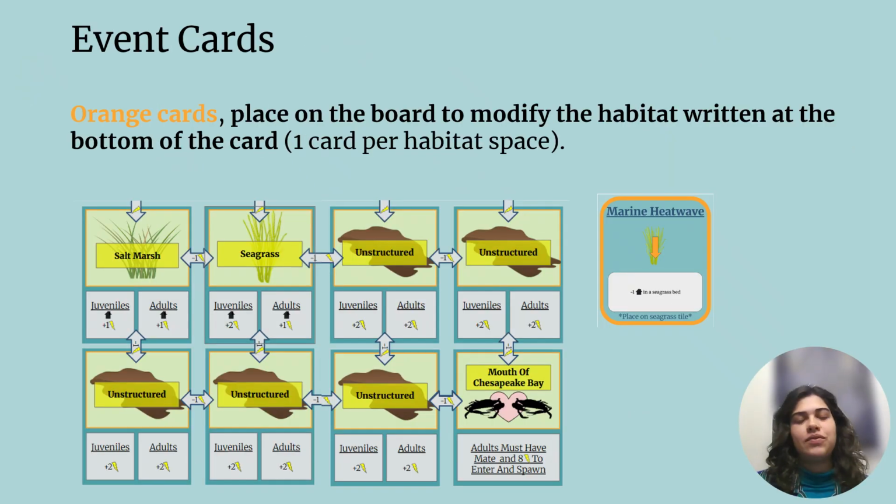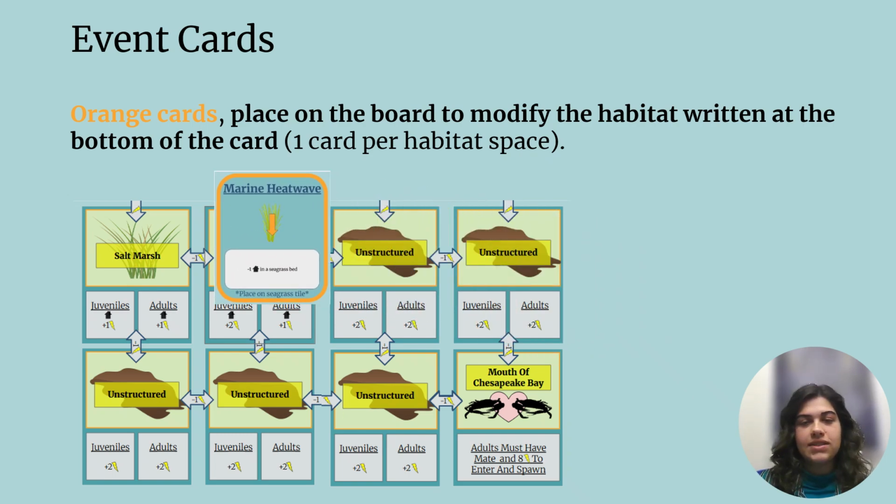There are two different types of event cards, one being orange cards, which modify the habitat. So in this case, it's a marine heat wave that you place onto seagrass habitats, and then it removes shelter from that habitat.